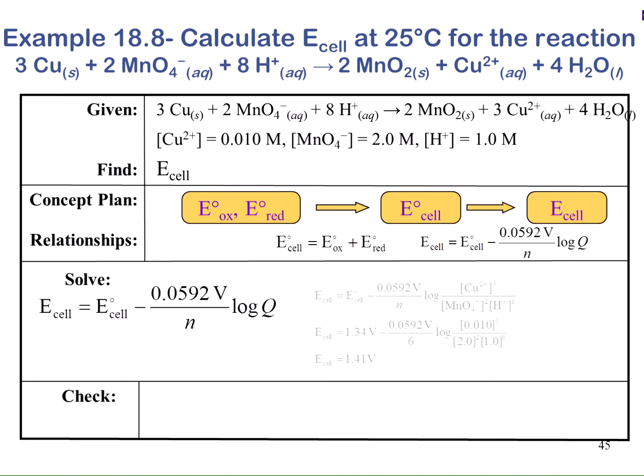So there's our Nernst equation. And writing the Q, products over reactants, don't forget to include those coefficients. Remember, those coefficients have to become the exponents when we're using the Q values, because those are just like our equilibrium constants. Then we plug in the copper 2+ concentration, the concentration of the permanganate, and the concentration of the protons. And remember, we said 6 electrons were being transferred. And when we do the math and put this in our calculator, we should get an E cell value of 1.41 volts.